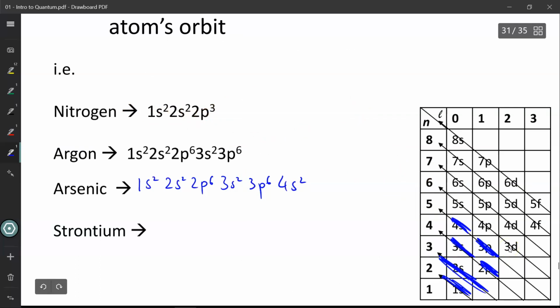So I'm going to write down 3d10. Cross that out. I've now written out 30 electrons. I need to draw out 33. So that means my p orbitals are not going to be filled out completely. I just need a 4p3. All right, so altogether I've got 33 electrons, and this would be the electron configuration for arsenic.